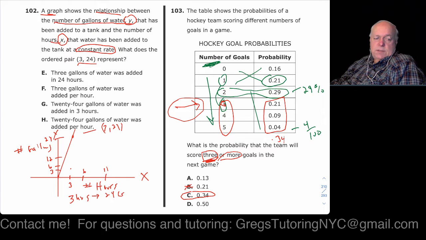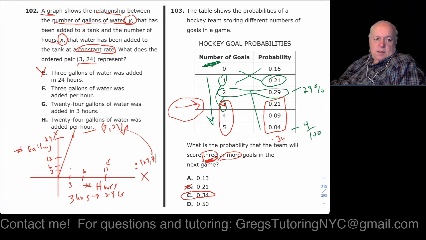All right. So let's look at the choices. E, 3 gallons of water was added in 24 hours. No, that's the opposite, right? And if this is 12 right here, then 24 is over here. So 24, 3 would be this point here. Okay, we're over there. So it's definitely not E, and you can logic it out. That's not what that's saying, so it's not E.